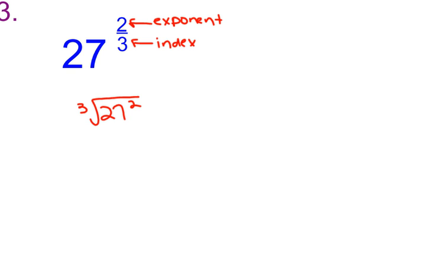Number 3 now, 27 to the 2/3. This is my index. This is my exponent. So when I write this into radical form, I would say it's the cubed root of 27 squared. Now, I can find the cubed root of 27, and even if I couldn't, I can find 27 squared. So if that's something we need to do, you have to take care of that. You can't just leave it in this form.